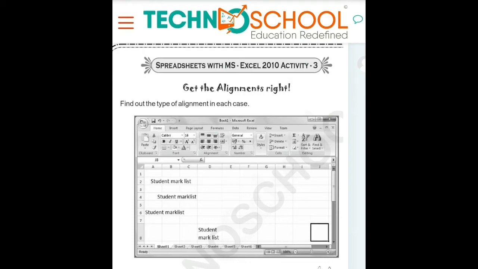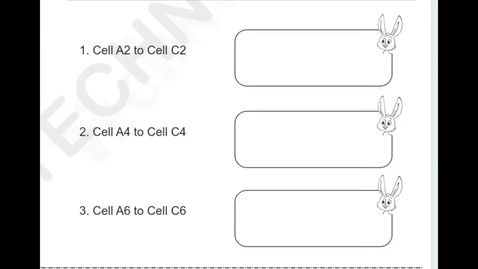So let me explain the question here. The first question, cell A2 to cell C2, the first one's answer is left side justification. See the text carefully. Student mark list, the letter started with, just imagine, a left side or right side or center. Imagine and write your answer here. Next one, cell number A4 to C4. Third question, cell number A6 to C6.